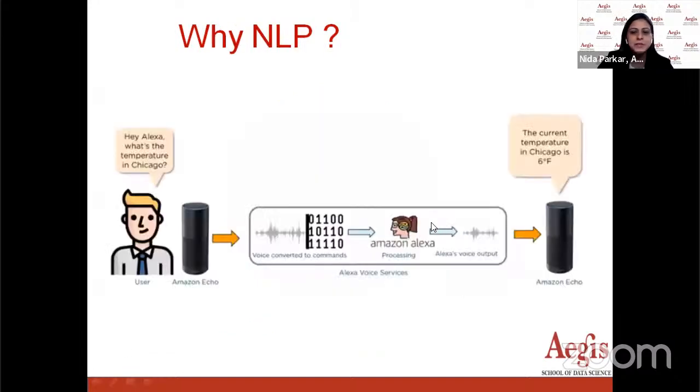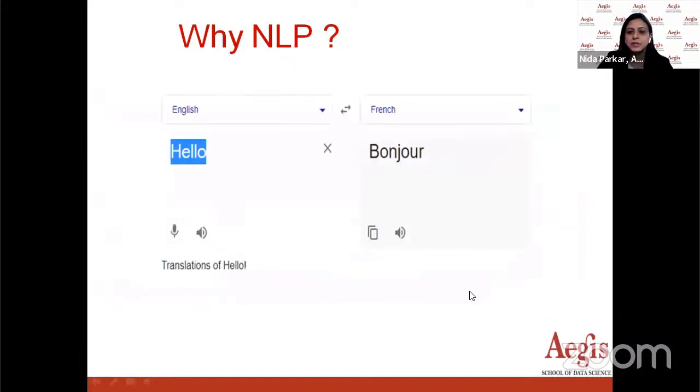Let's proceed further. One of the applications of natural language processing is Alexa. When you ask Alexa, what's the temperature today, you've given the input as sound, your speech data. It converts it to textual data, some processing takes place, that is, it gets converted to words, the data is interpreted, and then you get the output in Alexa's voice, in response to whatever question you have asked.